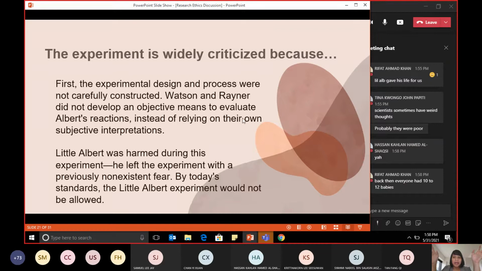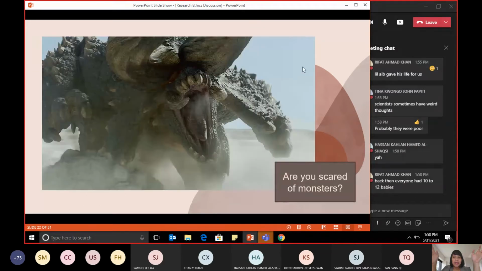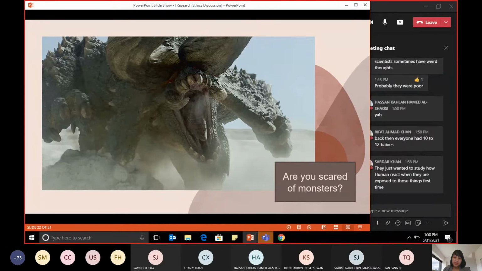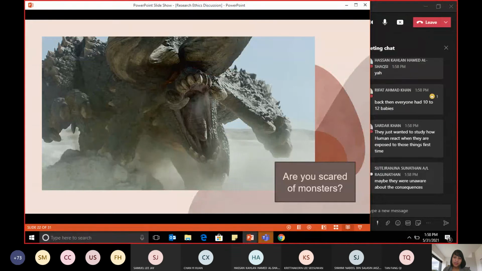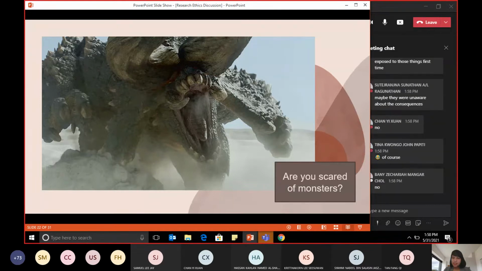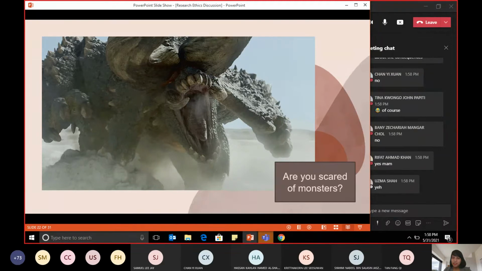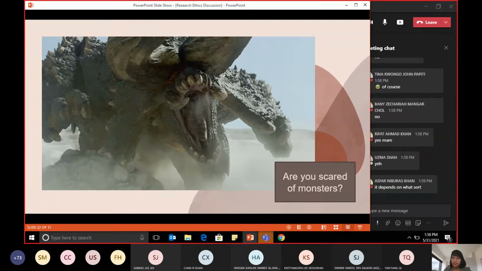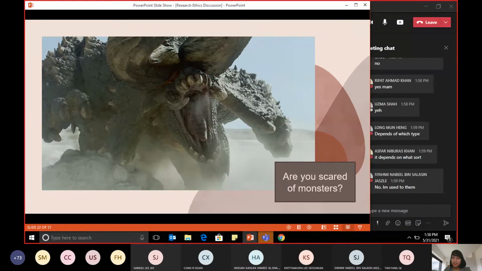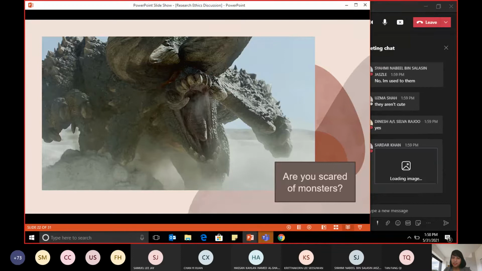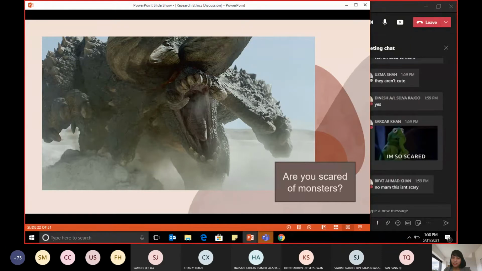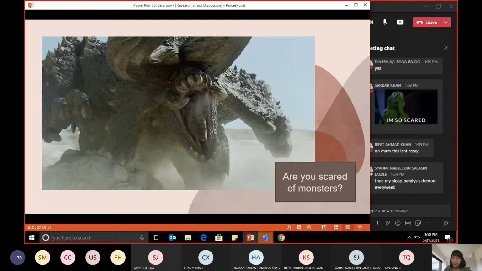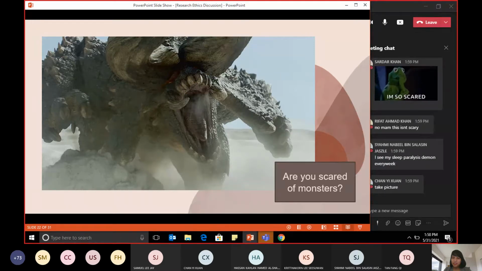All right. So now about monsters. Are you scared of monsters? I think you play games, right? You see monsters every day. So what do you think? Are you scared of monsters? Why, Tina? No. You are scared of monsters. Imagine this monster appears in front of you. What would you do? Depends on which type. I'm used to them. Wow, that is so deep, Shami. They are not cute. This isn't scary. Do you have better monsters? Please screenshot and put it on the meeting chat.